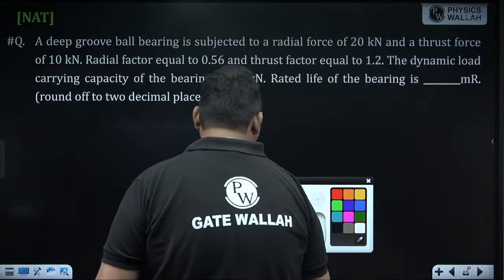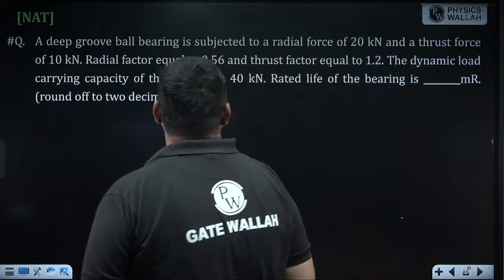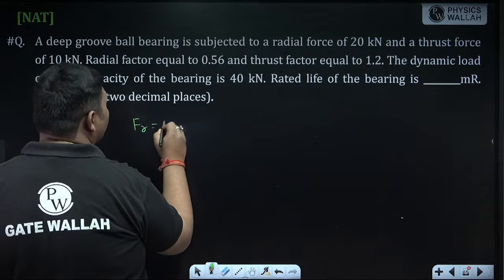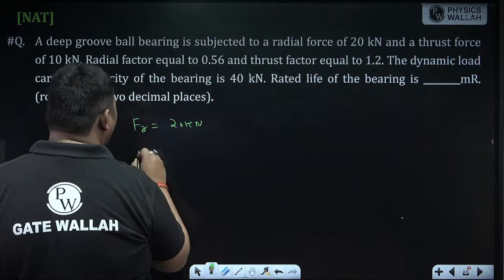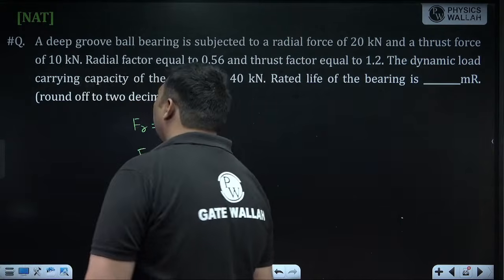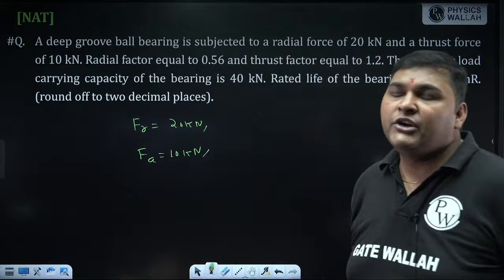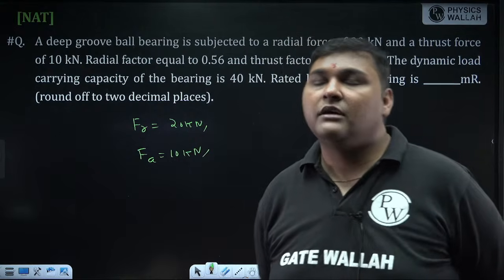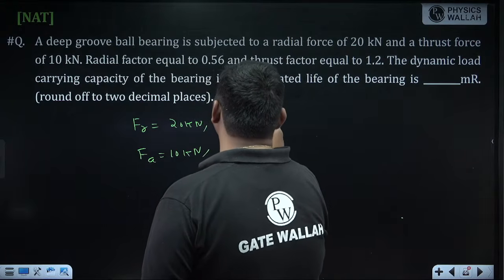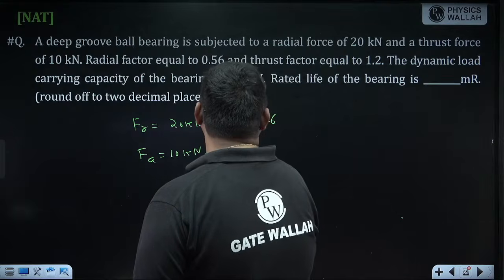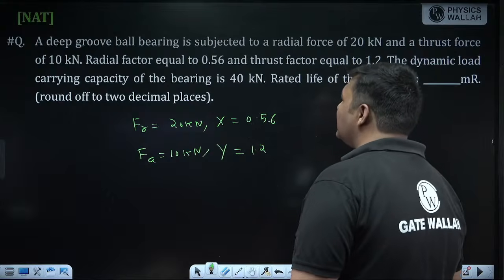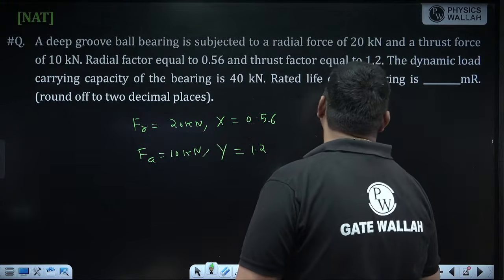See what this question is saying. In a deep groove ball bearing, the radial force, which I am denoting as FR, is 20 kilonewton. Axial force FA is 10 kilonewton. Now since both radial and axial loads are coming, we will convert that into an equivalent load that we represent as P. Okay, for the equivalent load these factors are given. Radial factor, which I am denoting as X, is 0.56. Axial load factor or thrust factor, which I am denoting as Y, is 1.2. So I can convert this into an equivalent load. How, I will discuss, but first I am writing all the data.